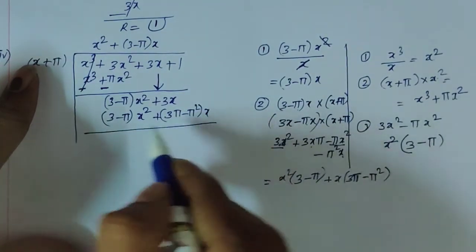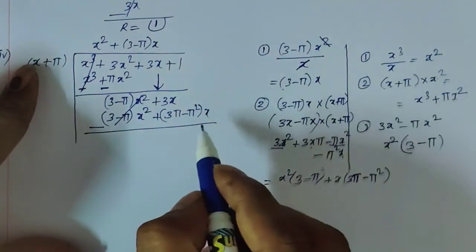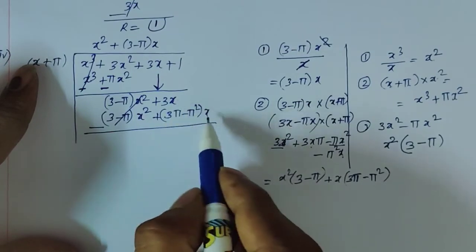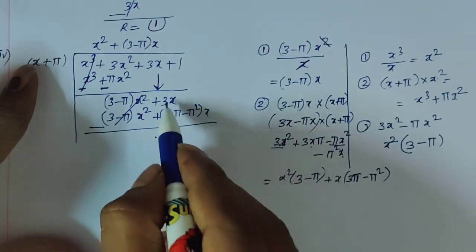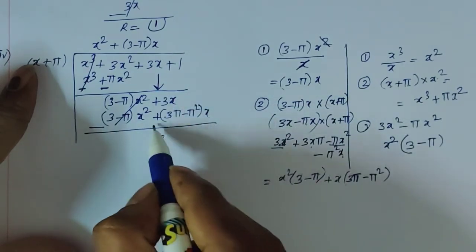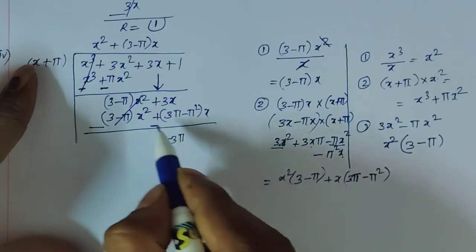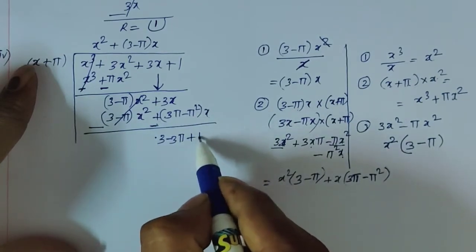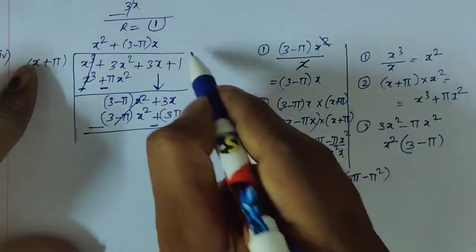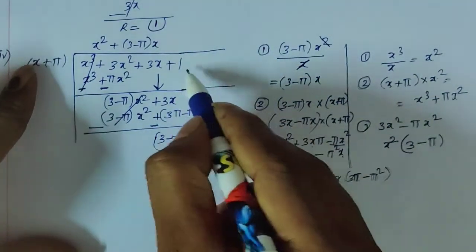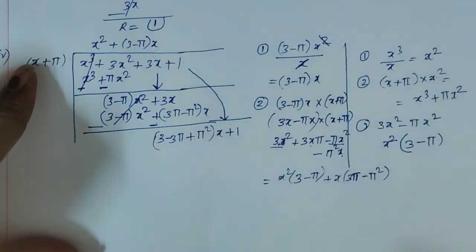You need to subtract here, so these two terms get cancelled, and here if you see both have x terms, so take x common. If you take x common, here you will get 3 minus, you will get 3 pi. So minus into minus will become plus pi square. So what is common here? X. Now this time you need to bring down 1, plus 1.